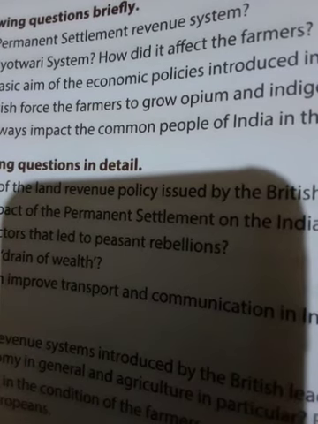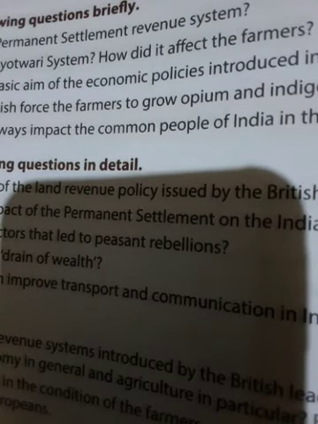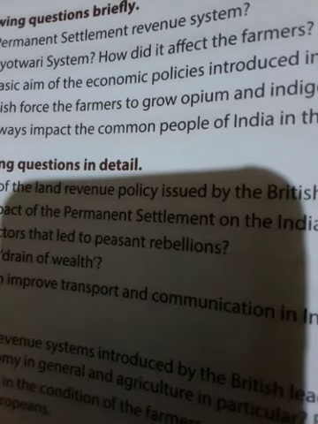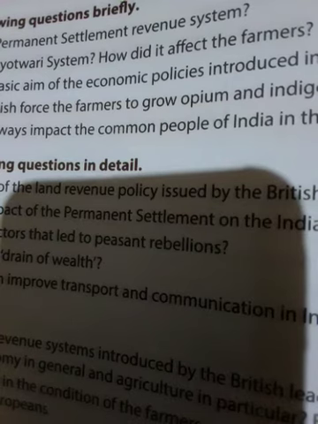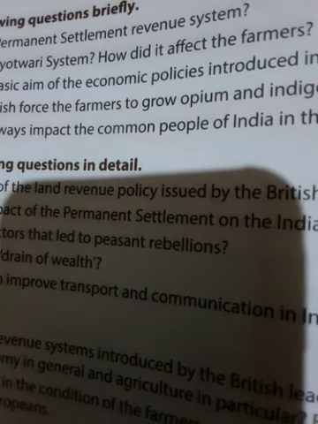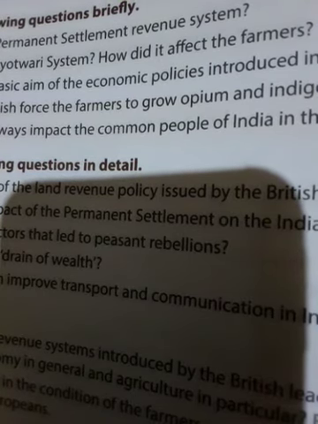Question 4. Why did the British force the farmers to grow opium and indigo? Answer. After the Industrial Revolution in Britain, there was a great demand for indigo in the textile industry, but the climate of Britain was not favorable for indigo cultivation. It had to be imported, so the British turned to India where indigo was cultivated since medieval times and forced the Indian farmers to grow opium and indigo.